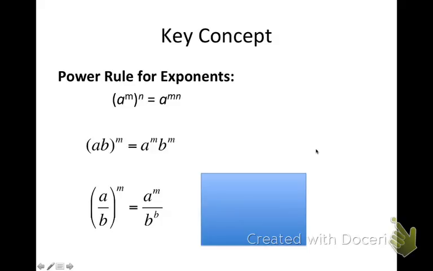If I had a quotient instead of a product, it's just the same thing. You have to take the m to both powers of the numerator and the denominator. I don't know why it says b to the b. That should say b to the m. That's a typo.